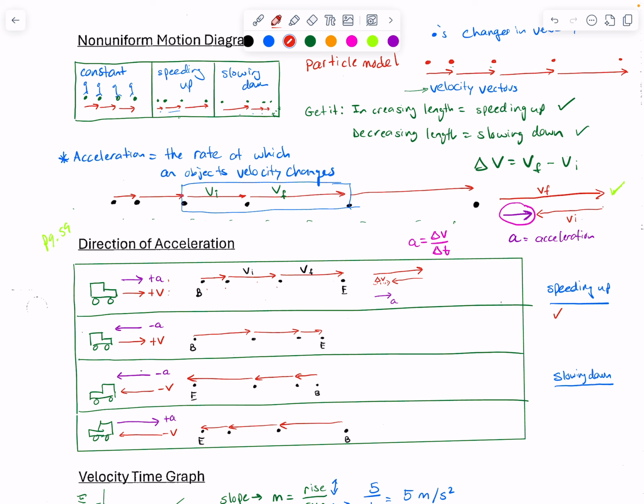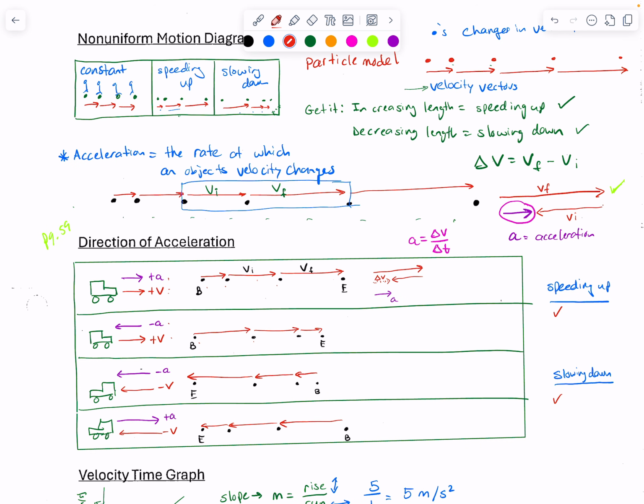When I look at the next one, I notice that my acceleration and velocity arrows are going in opposite directions. So because they're going in opposite directions, we're going to assume it's probably going to be slowing down. We look at the dots and we notice that they're getting closer together the closer we get to the ending point. So indeed, this car seems to be slowing down or decelerating.